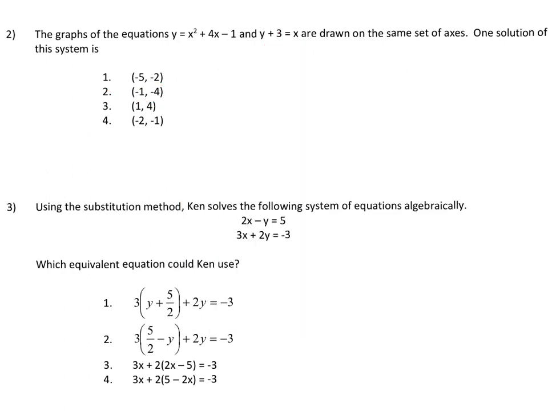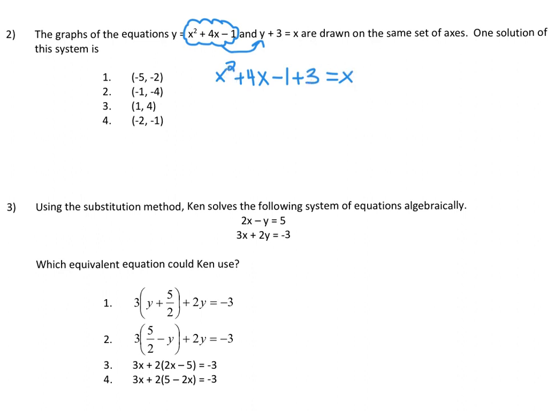Okay, so if you'd like to do it algebraically, since y is equal to x squared plus 4x minus 1, right? Since this is what y is equal to right here, we can take this and substitute it in for y into the other equation. So instead of having y plus 3 equals x, we'll have this plus 3 equals x. Okay, so I just replaced the y with what y is equal to, and I brought down the plus 3 and the equals x. All right, so let's solve this.